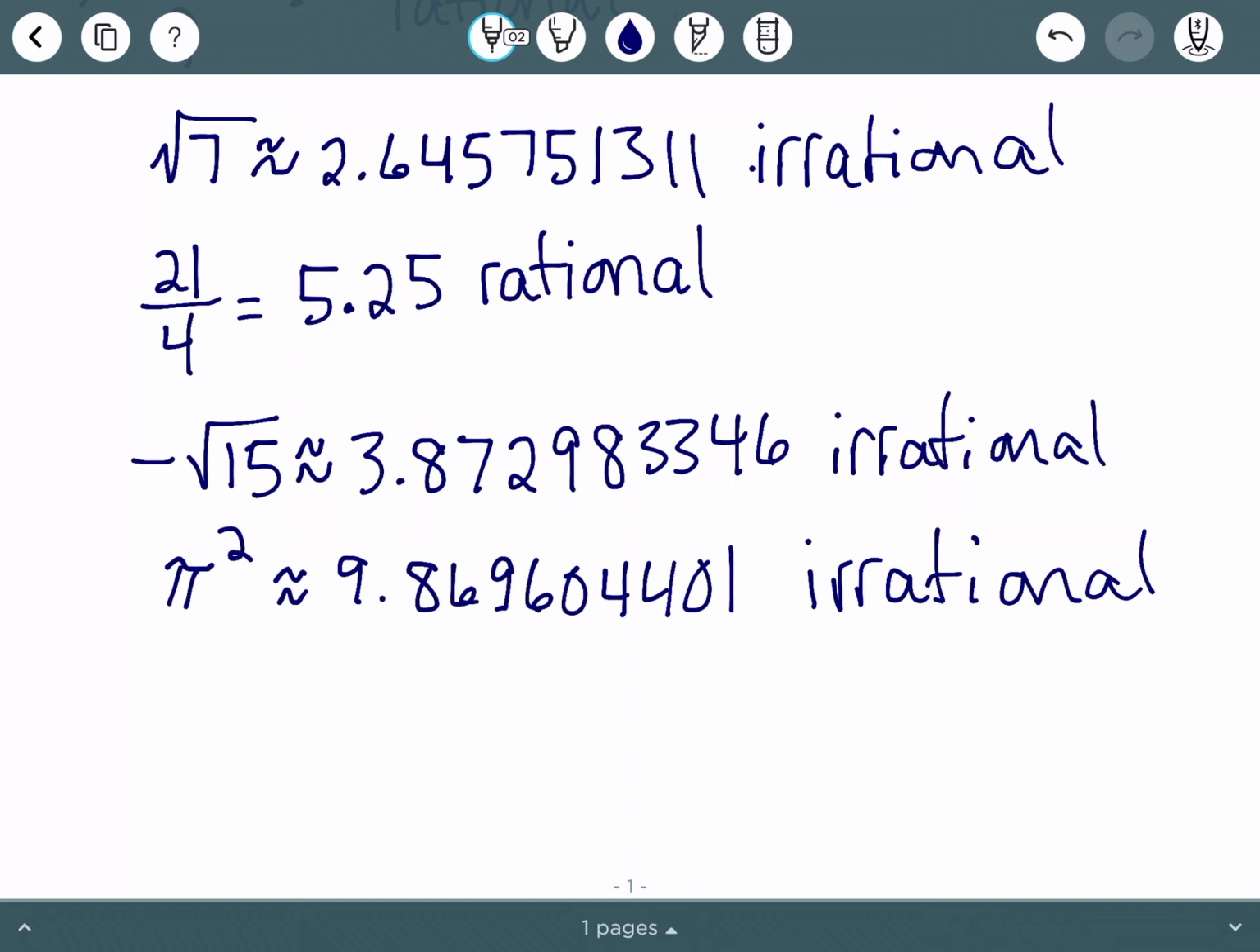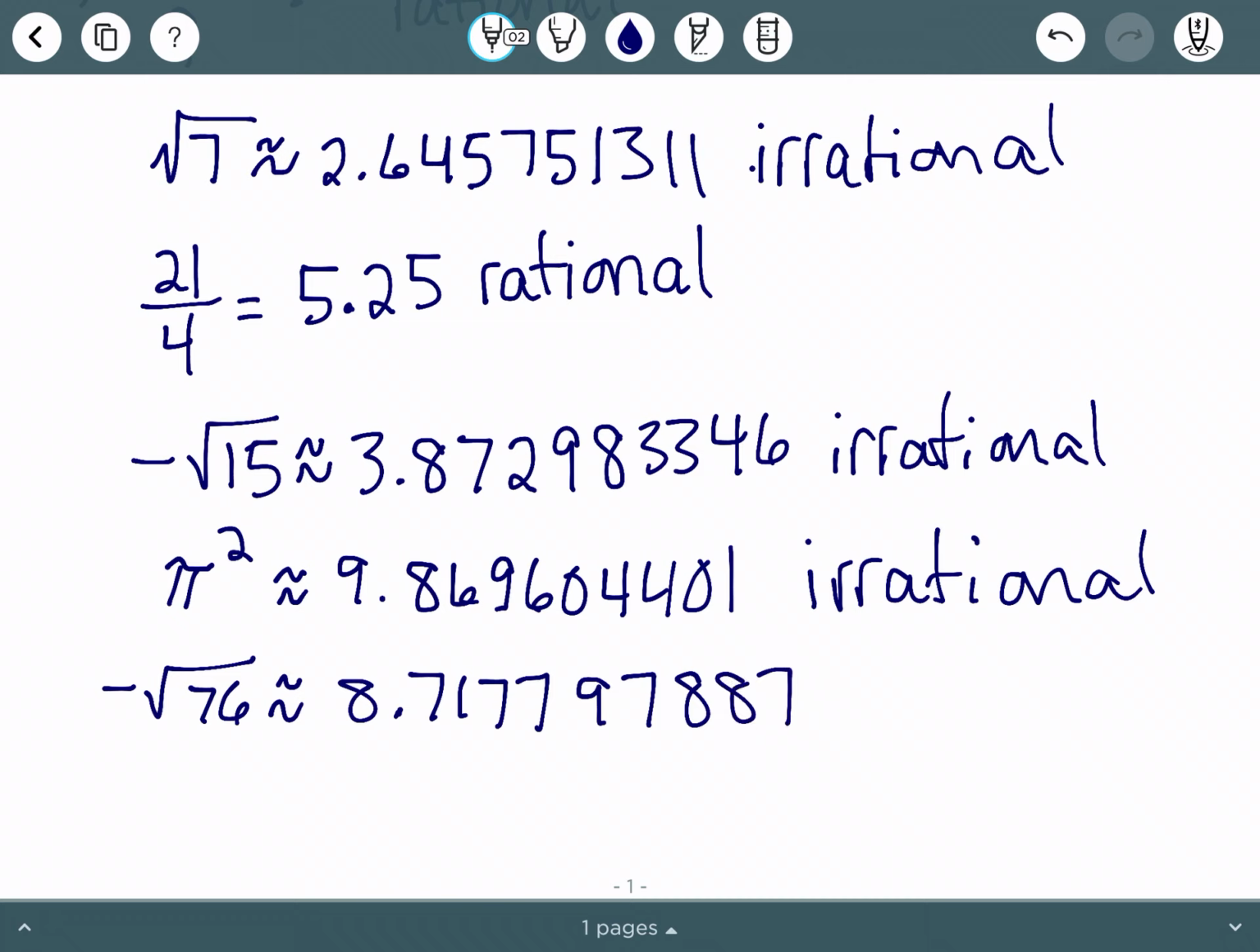All right, the next number we are given is the negative square root of 76. Go ahead and put that into your calculator. When you do, you are going to get approximately 8.7177978887. And again, there is nothing repeating here. I don't see any pattern, so this is an example of an irrational number.